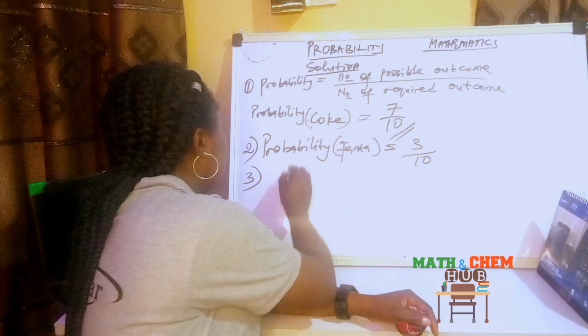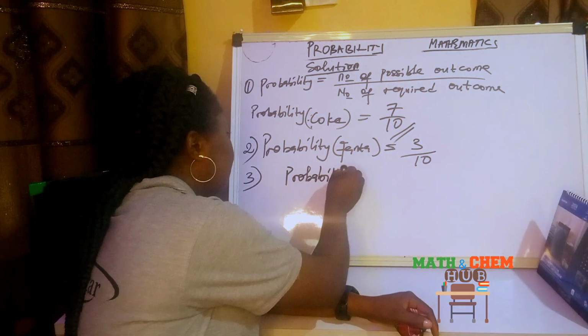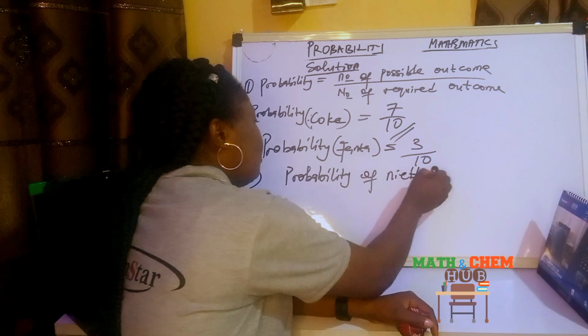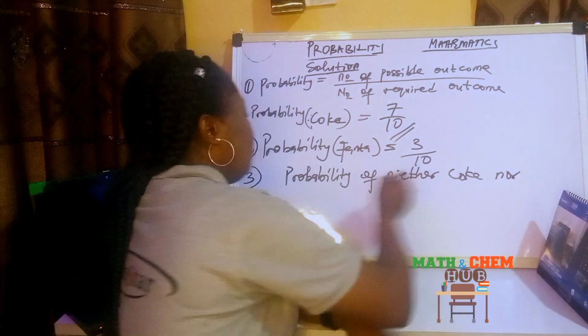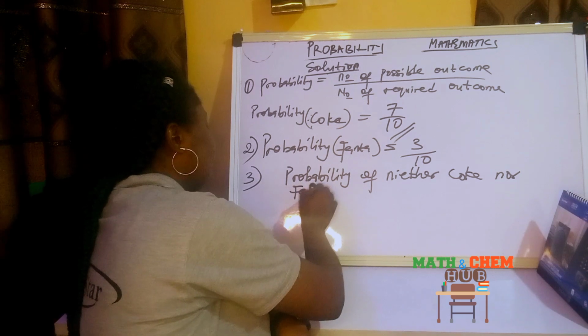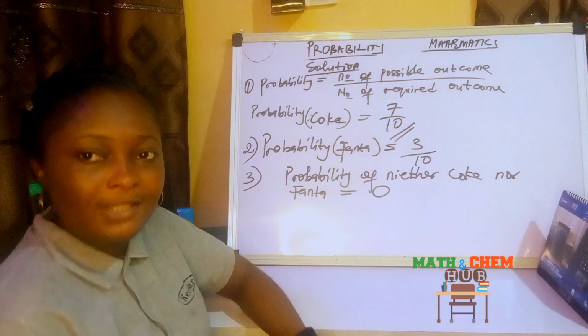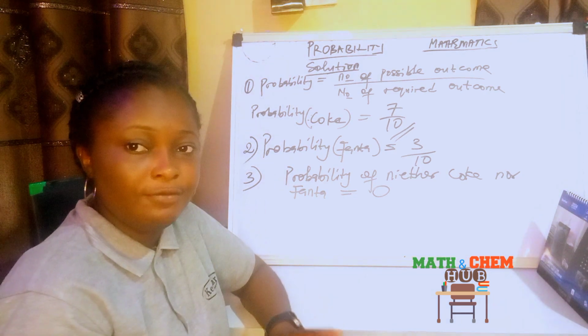So the probability of neither Coke nor Fanta is equal to 0, because it's not possible. Each of them has their favorite.